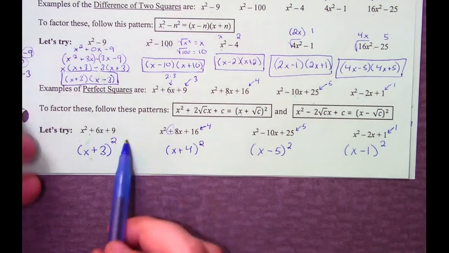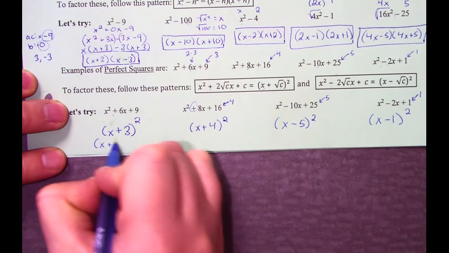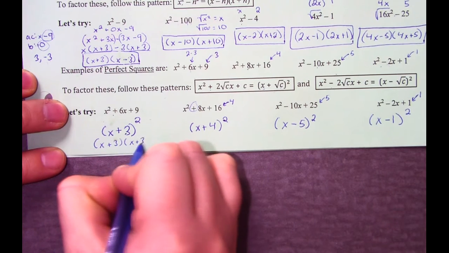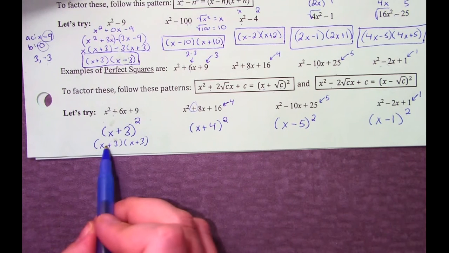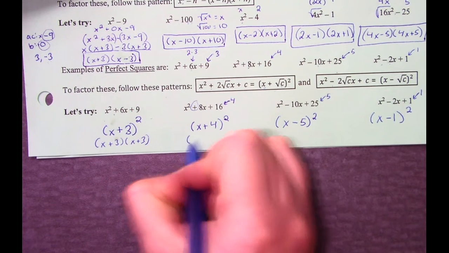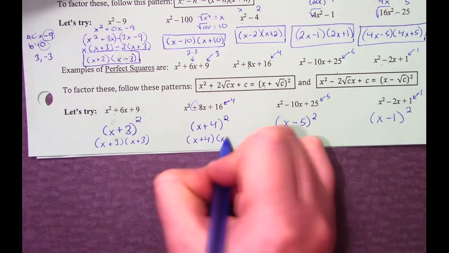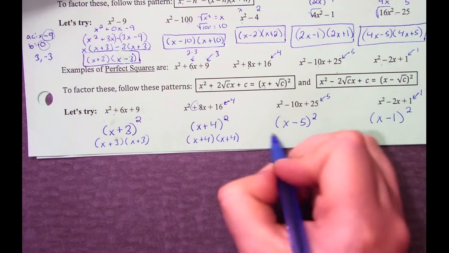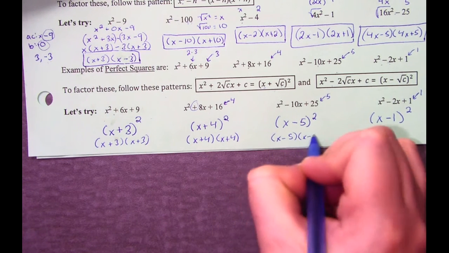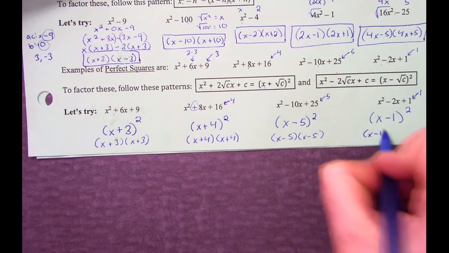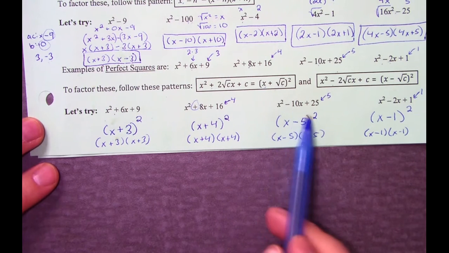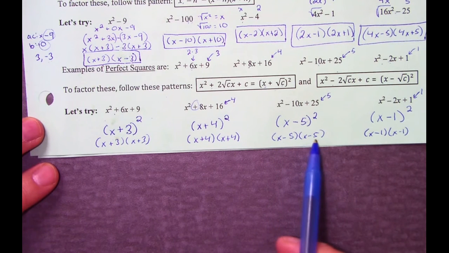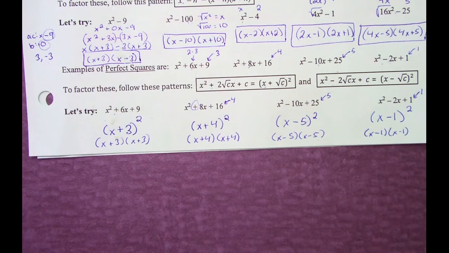If you don't like the squared up here, you could also write it like this, x plus 3 times x plus 3, because squared means you just multiply it by itself. So we take x plus 3 and we multiply it by x plus 3. This could also be written as x plus 4 times x plus 4, x minus 5 times x minus 5, or x minus 1 times x minus 1. They're the same thing, because squaring something just means you multiply it by itself. And those are two patterns that, if you can recognize them, will potentially save you time.